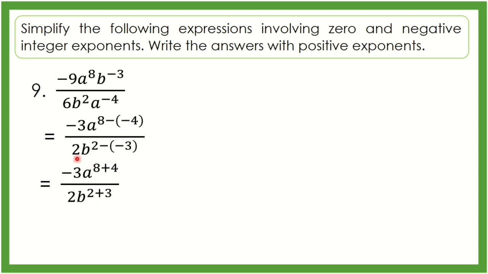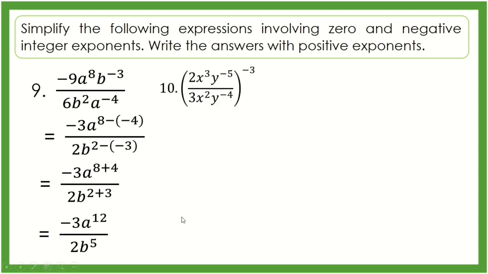And then, 2b raised to 2 minus negative 3. Negative times negative 3 is positive 3. Then, simplify, we have negative 3a raised to 8 plus 4, that is equal to 12, all over 2b raised to 2 plus 3 is 5. So, this is now our answer.